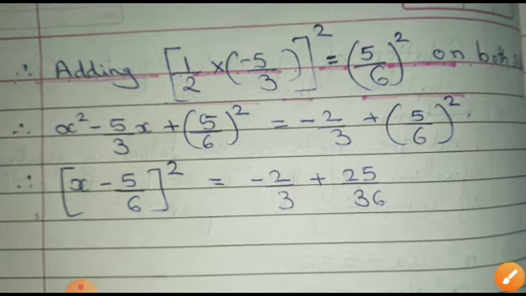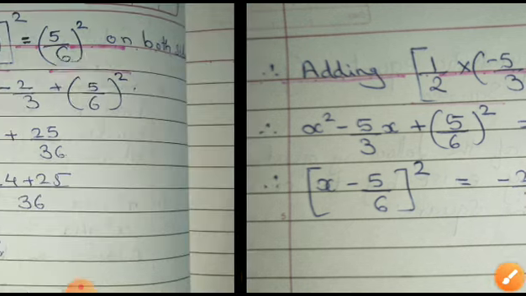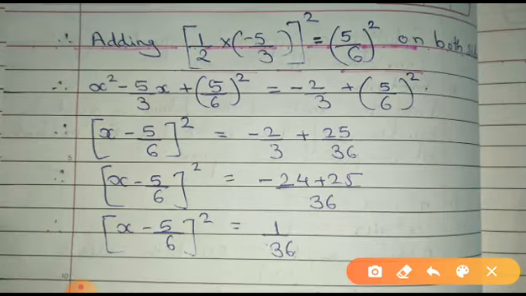So I'll get minus 2 by 3 plus 25 by 36. After simplifying, because the LCM will be 36, minus 2 should be multiplied with what? 12, because 3 into 12 is 36. So I'll get minus 24 plus 25, that is 1. So I'll get x minus 5 by 6 the whole square is 1 by 36. Clear? Now what is our next step? The next step is taking the square root.